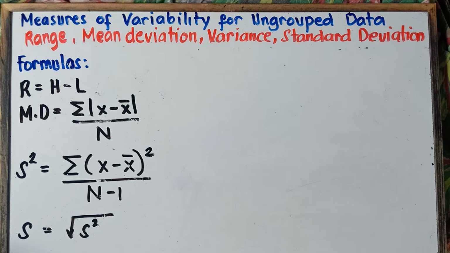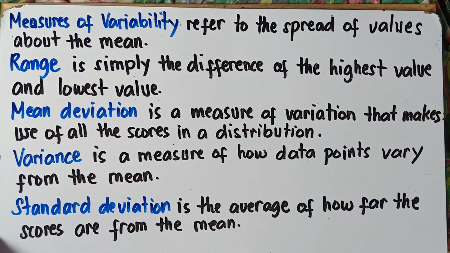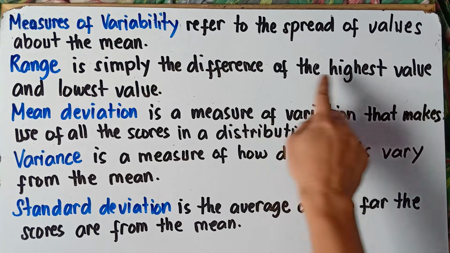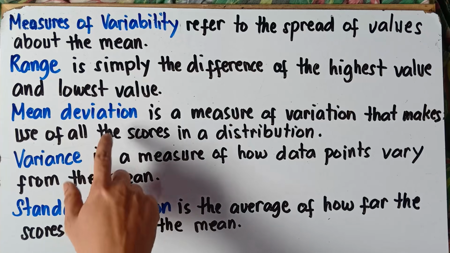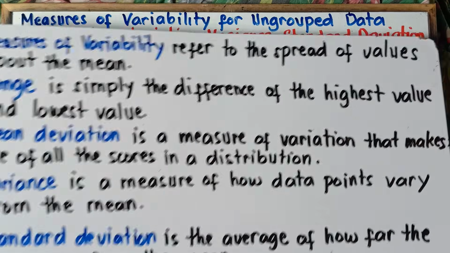Before we answer number 1, we need to define first the following terms. Measures of variability refer to the spread of values about the mean. Range is simply the difference of the highest value and the lowest value. So the range will be the highest value minus the lowest value. Mean deviation is a measure of variation that makes use of all scores in a distribution. Variance is a measure of how data points vary from the mean. And standard deviation is the average of how far scores are from the mean.